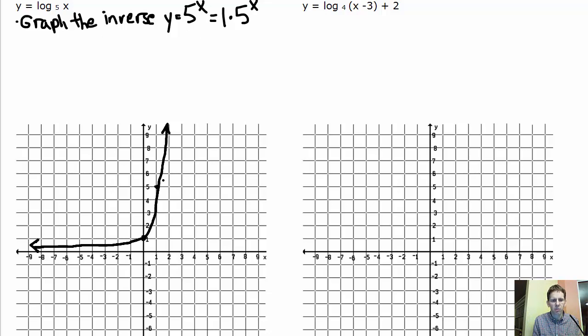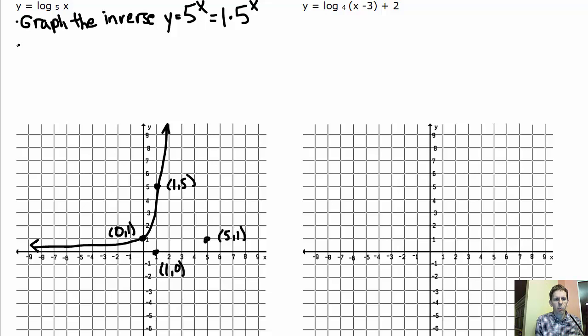To graph the inverse, what we're going to do is a couple of things here. I'm going to take the inverses of these 2 points. Now we have a point here at 1, 5, and we have another point at 0, 1. The inverses of these values are 1, 0 and 5, 1. So we're going to graph the inverse points of the inverse graph. 1, 0 and 5, 1.